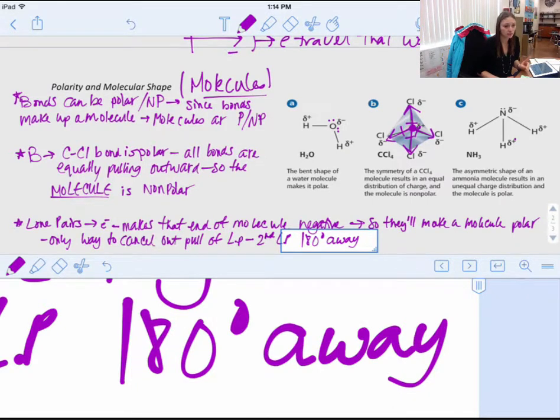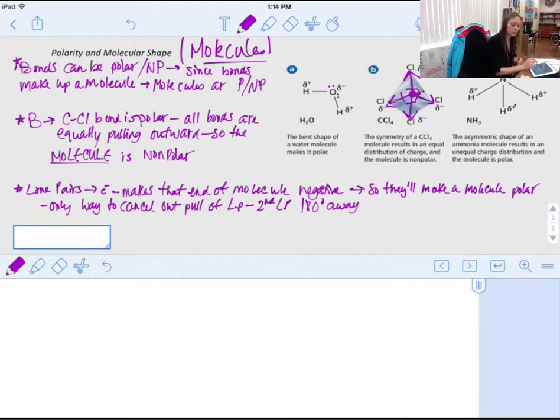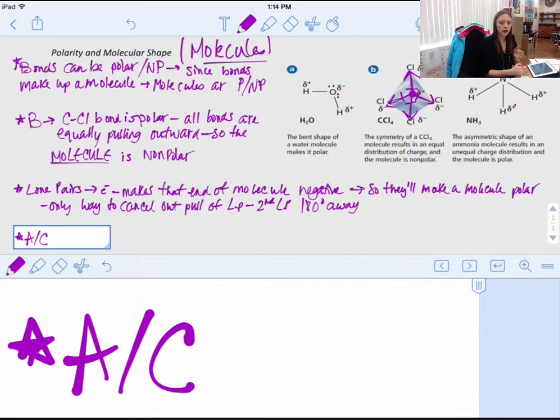Okay, and then that's it. There's only one of those. Usually, if you see a lone pair, that molecule is polar. So if we look at A and C both have lone pairs. Since they both have lone pairs, they're both polar.